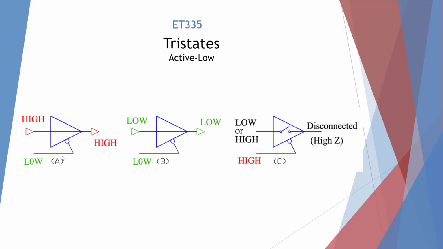Here, if we have a low enable, we're going to put a high input and we're going to get a high output. Again, these are not straight through. This is a logic device, so high will give us a high. If we're enabled with a low and we put a low on the input, we're going to get a low on the output. If we put a high, that's disabled. We're going to be disconnected from the bus, high Z, high impedance, and neither low nor high will pass through.